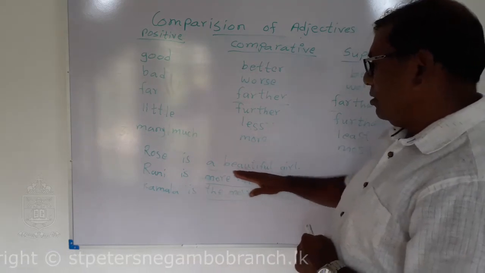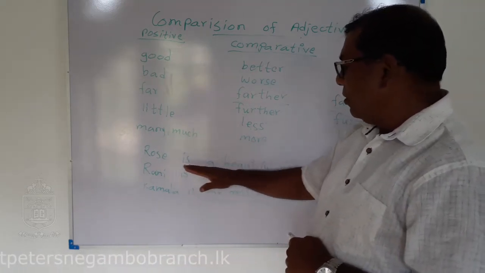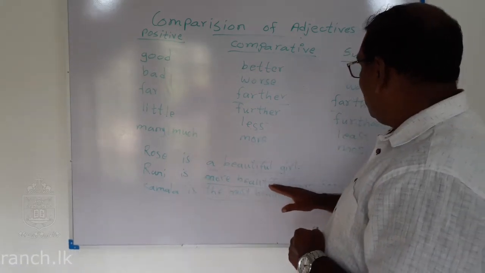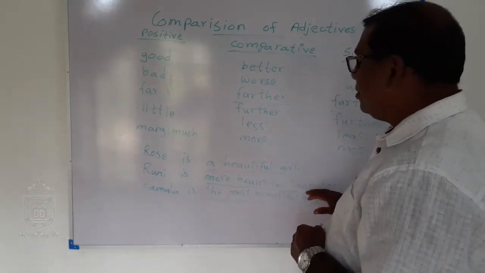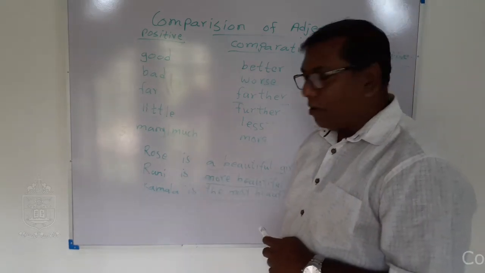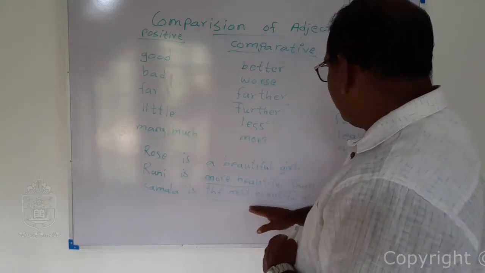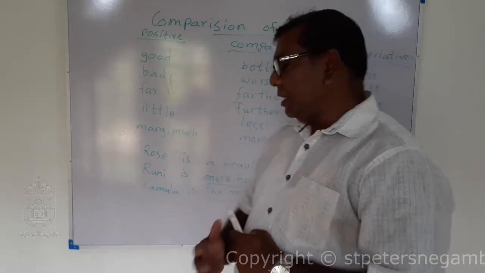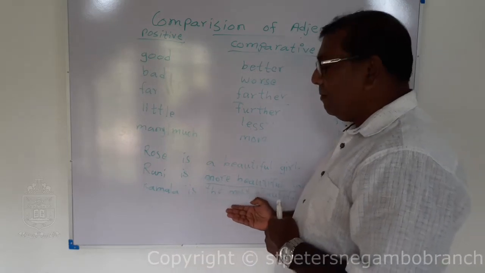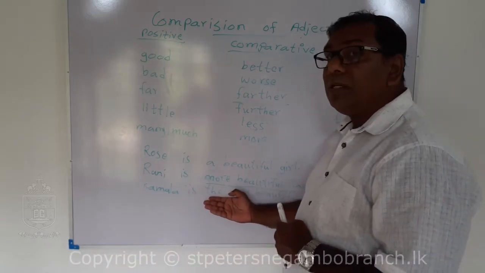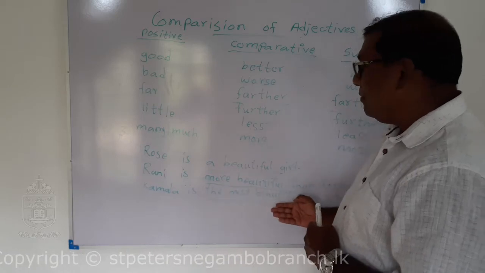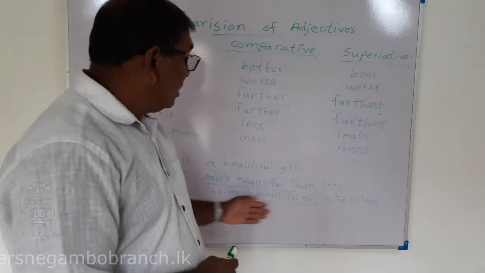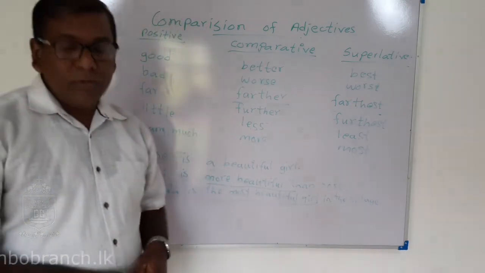When you use the adjective, the sentence goes, Rose is a beautiful girl, Rani is more beautiful than Rose. So the word than should always be used in the comparative forms. Kamala is the most beautiful girl in the village. So that is the superlative form of the sentence. When you use superlative sentences, the should always be used in front of the adjectives. You must not forget to use the article in the superlative sentences.